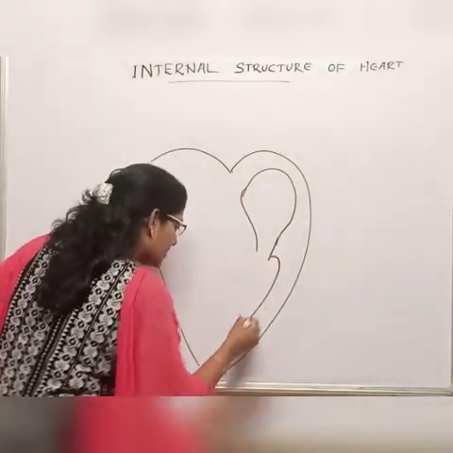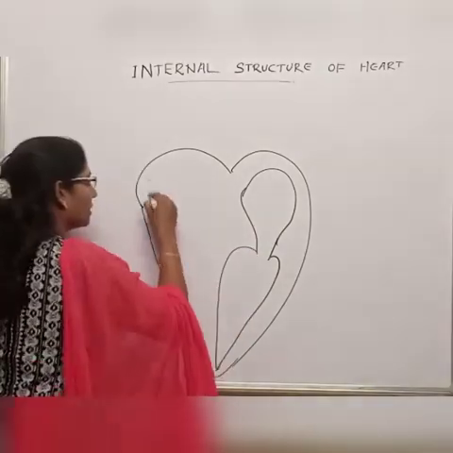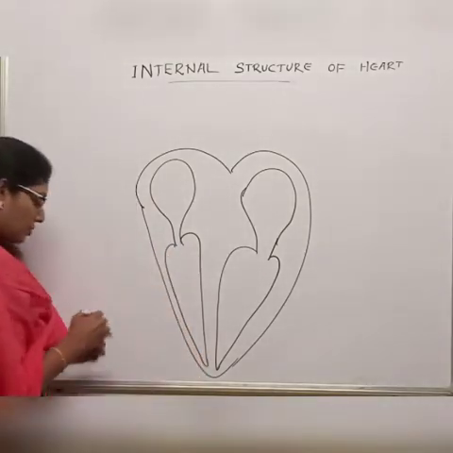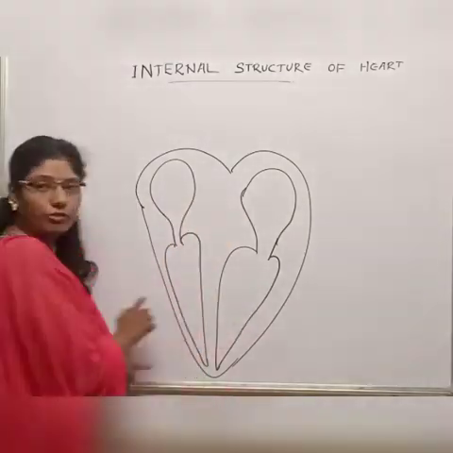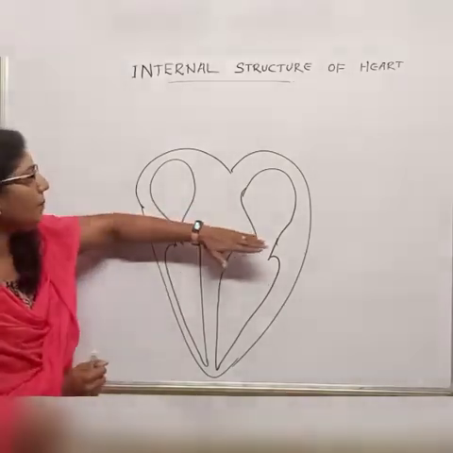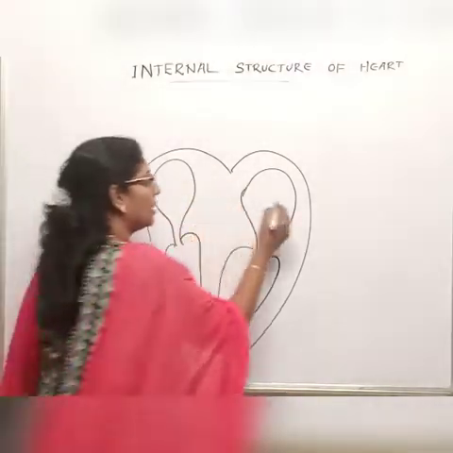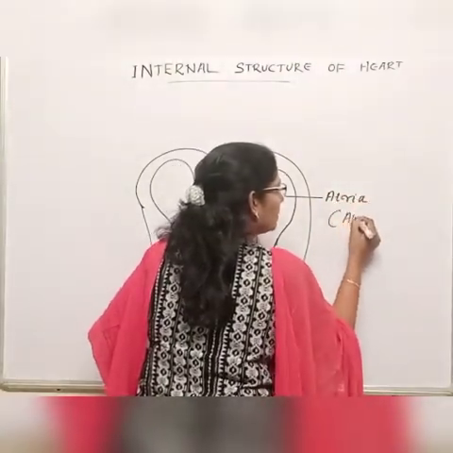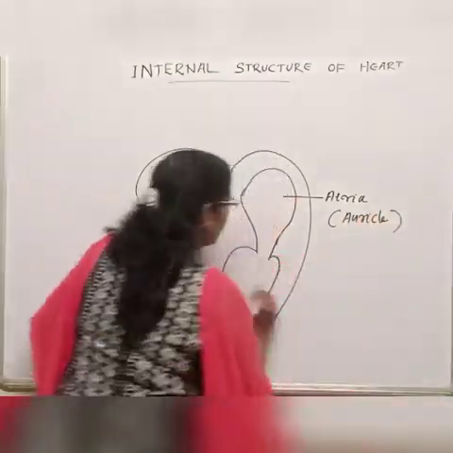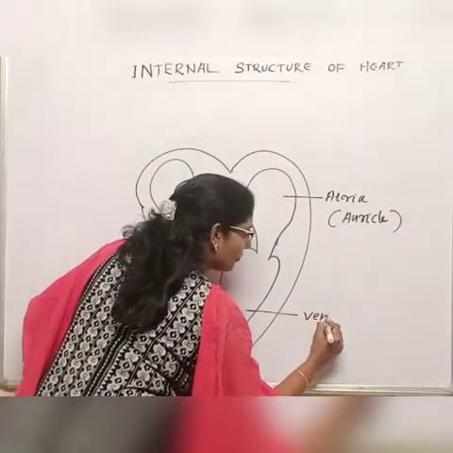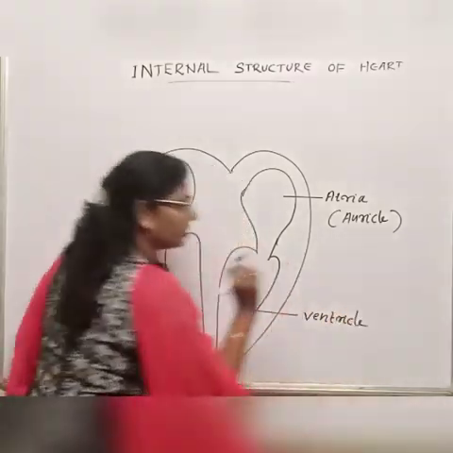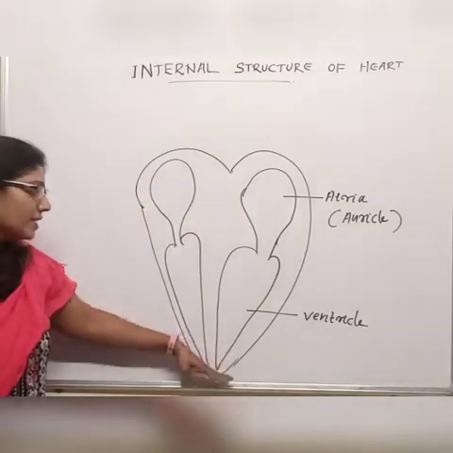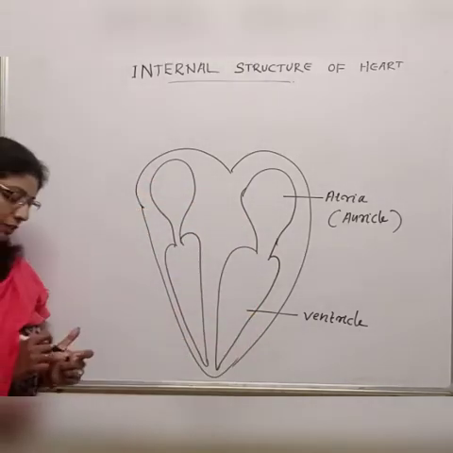These are the chambers. So children, these are the 4 chambers of the heart, and among these, the upper two chambers are called atria or auricles. The lower chambers are called ventricles. The upper chambers, the auricles, are thin walled, and the lower chambers, the ventricles, are thick walled.